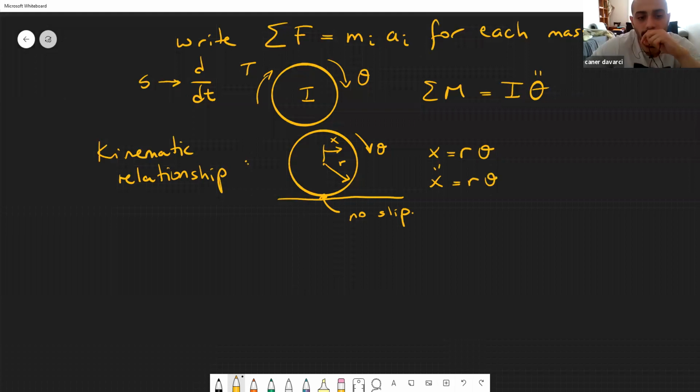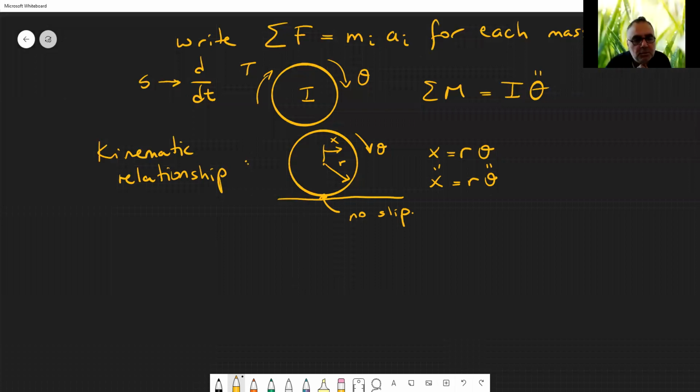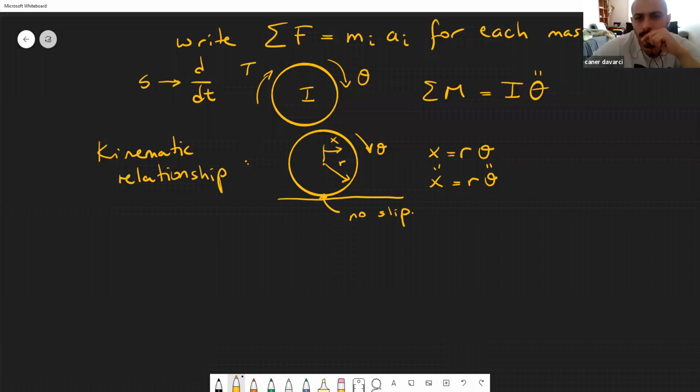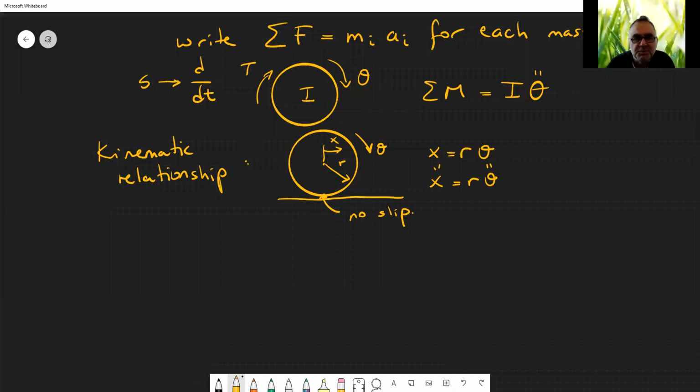Hocam, can I ask a question? Yes. Hocam, in real life, there is always no slip, right? No slip condition or not? No. In most cases, actually, there is probably a little bit of slip. No slip is a kind of approximation. There will always be some kind of slip, probably. No slip is an ideal condition, but it is a good approximation.